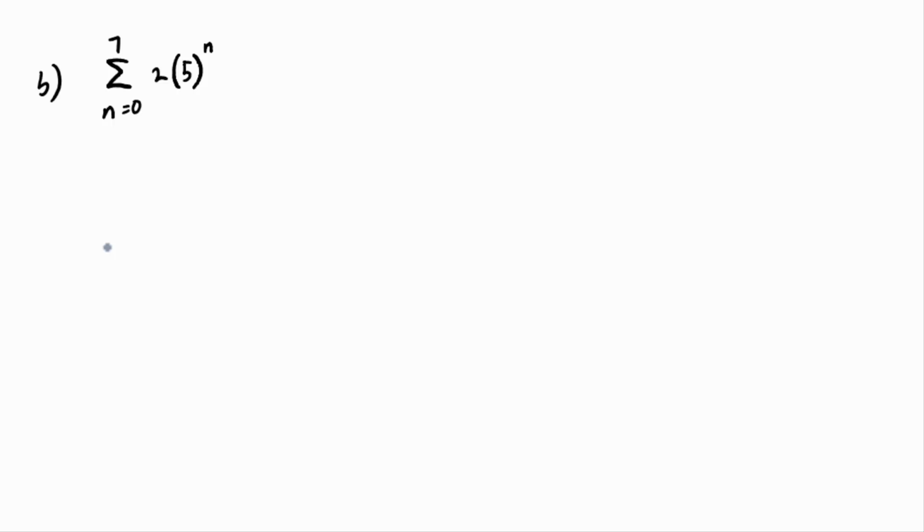I want you to take a look at this and see if you see a difference between this one and the ones you've been working with in summation notation. We start counting at 0, essentially. The sum from n equals 0 to 7 of 2 times 5 to the n.